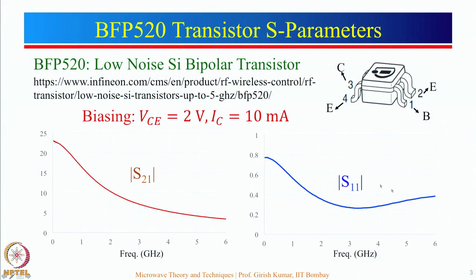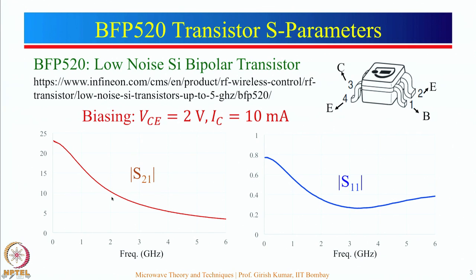So, here the plots of S21 and S11 are given. Let us see what we have here. This is the frequency from 0 to 6 gigahertz, and this is the gain value. You can see that it varies from 0 up to 25. These are numeric values. So, let us see how magnitude of S21 varies. You can see that as frequency increases, S21 value is decreasing.